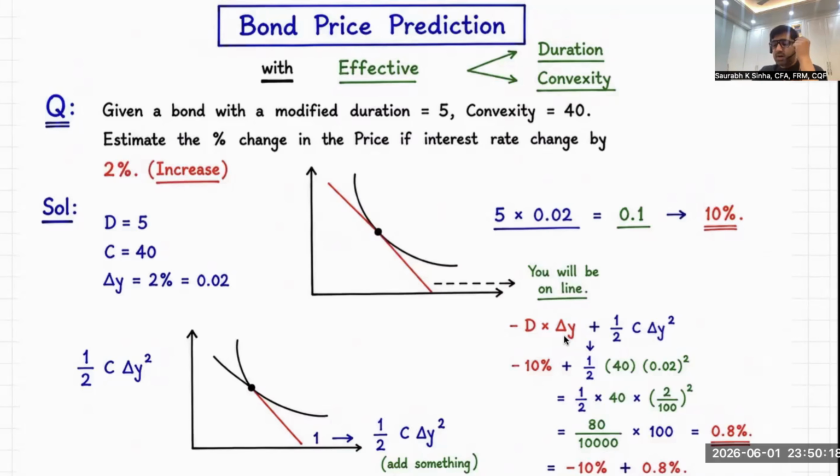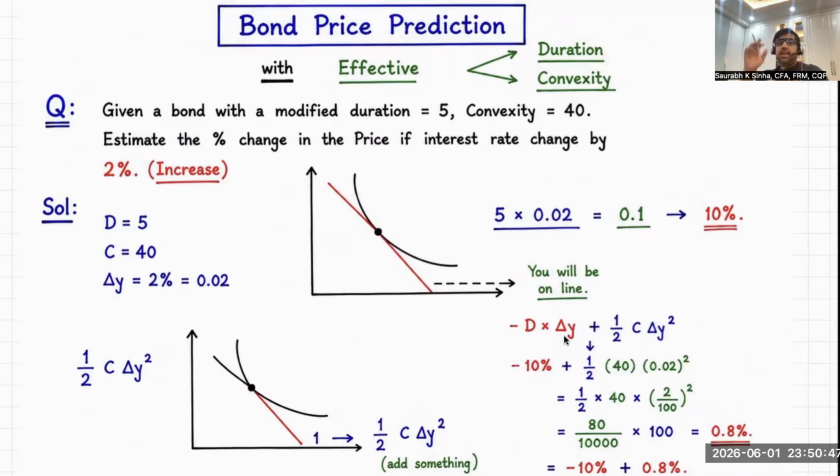We discussed that. But now, because we have studied duration and convexity, until now we have studied only one flavor of duration and convexity, that is effective duration and effective convexity. So with the help of whatever we have discussed, now our responsibility is to predict the bond price due to the change in interest rate, not only because of duration, but also with convexity.